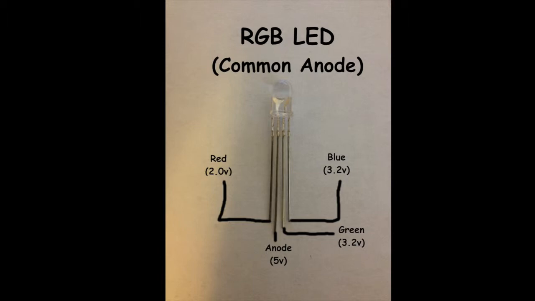The configuration that I'm using is the common anode. There's a common cathode, in which this would actually be ground, and you would run different lines to each of the pins for the different colors. But with the common anode, they all get 5 volts here, and we sink each one of these lines to a different pin on our microcontroller. So let's look at the equations for that.